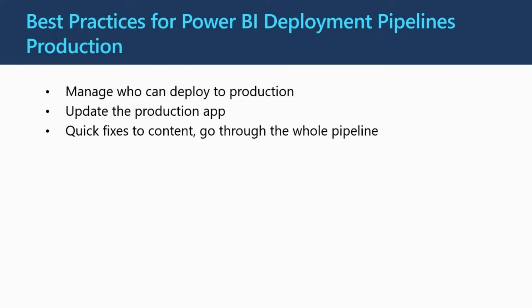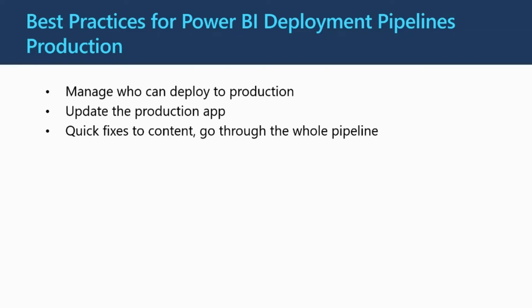And finally, in production, you of course want to manage who can deploy to production, so you're not getting people deploying when maybe they shouldn't have, and then your end report users are seeing stuff that wasn't meant to be deployed just yet. And of course, at the end of the deployment pipelines, like we did in the demo, make sure you're updating the production app at the end of the pipeline.